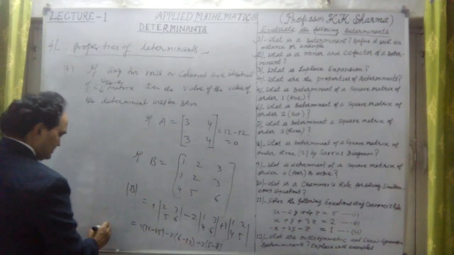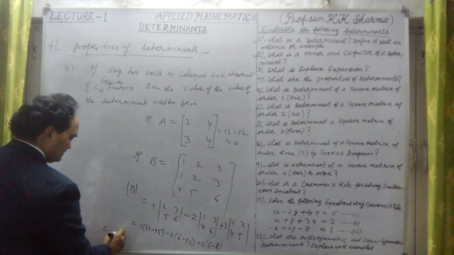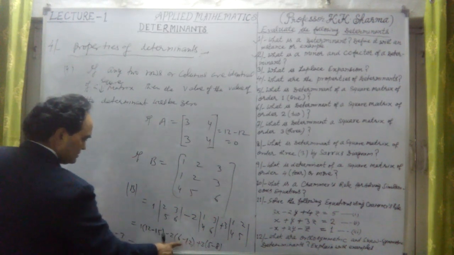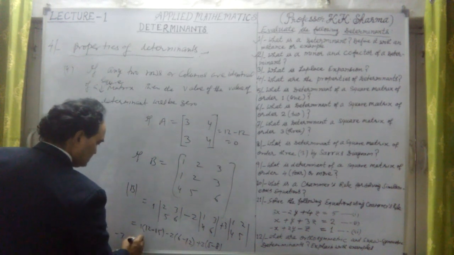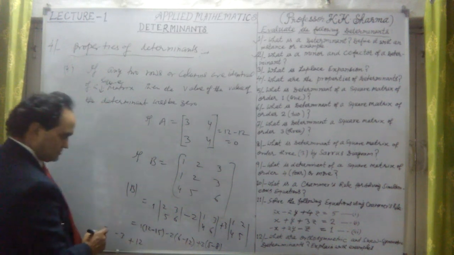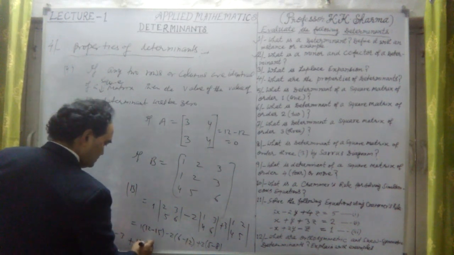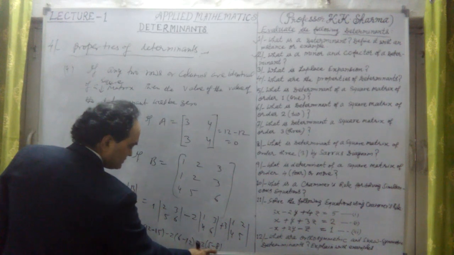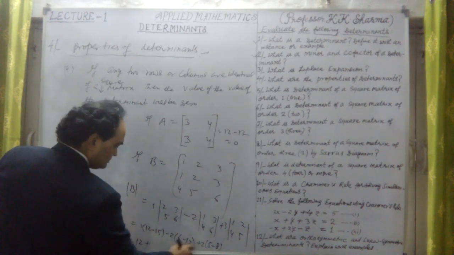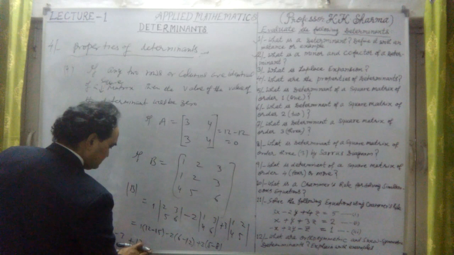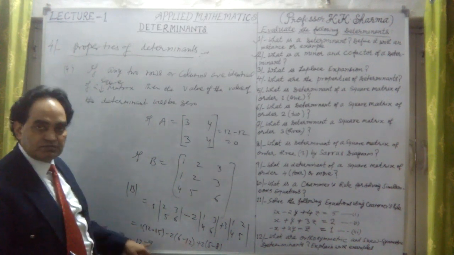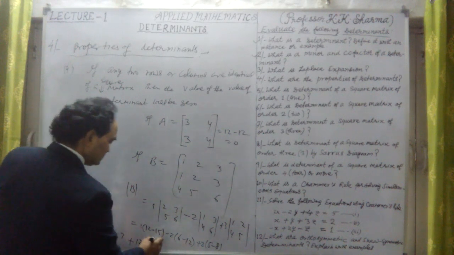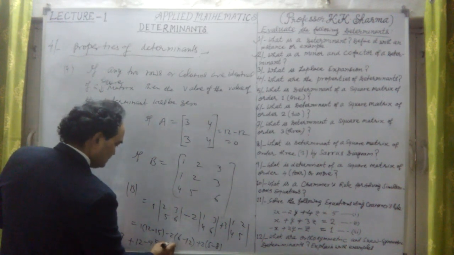Okay, so this will give us 12 minus 15 is minus 3. 6 minus 12 is minus 6, and minus 6 to the 12 is plus 12. Then plus 3 into 5 minus 8, which is minus 3. Minus 3 is 9, so this is minus 9 here. Minus 9 minus 3 is minus 12, and plus 12 minus 12 and plus 12.